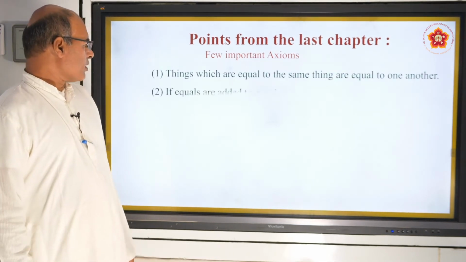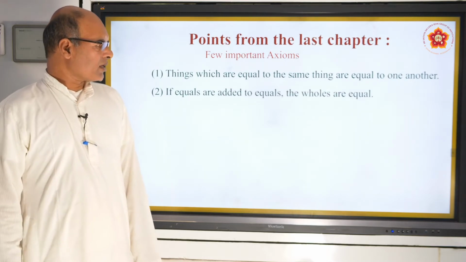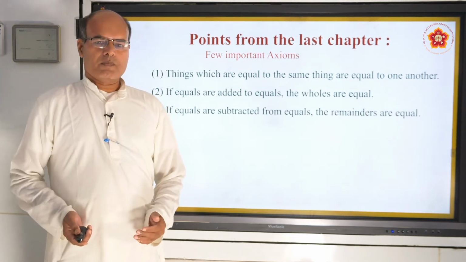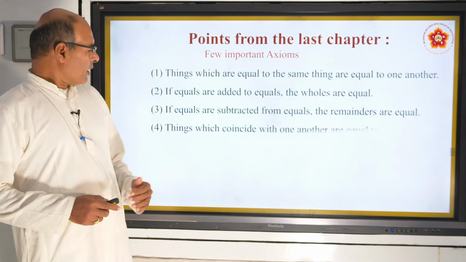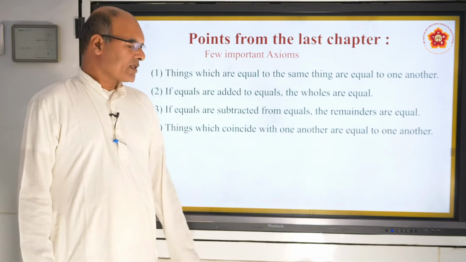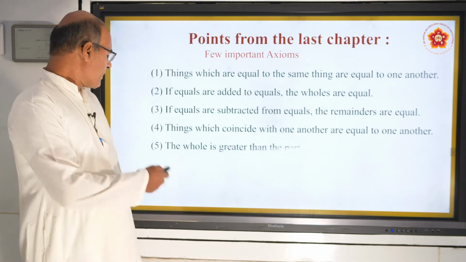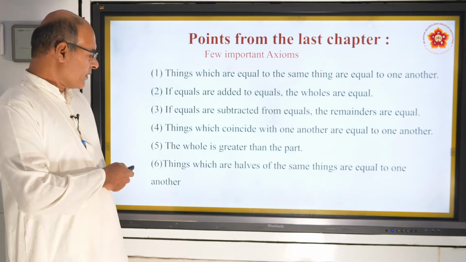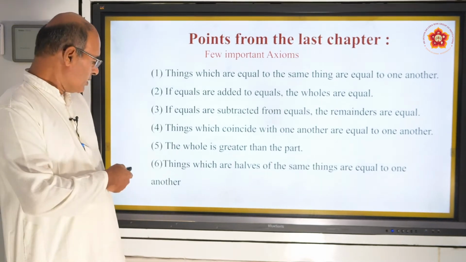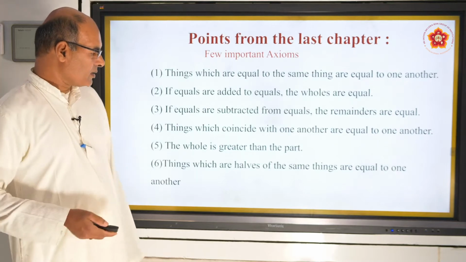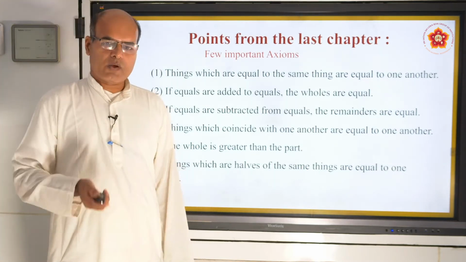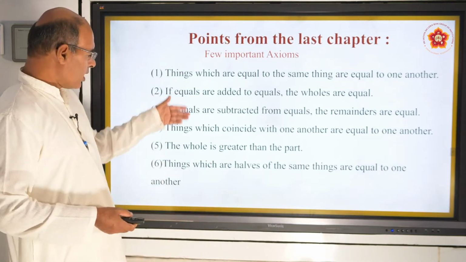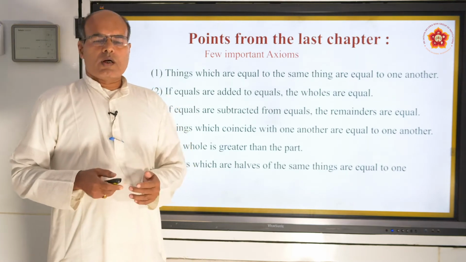The important axioms are: first, things which are equal to the same thing are equal to one another. If equals are added to equals, then the wholes are equal. If equals are subtracted from equals, then the remainders are equal. Things which coincide with one another are equal to one another. The whole is greater than its parts. Things which are halves of the same thing are equal to one another. Halves of equals are equal. Among these, we use the first three axioms more often.